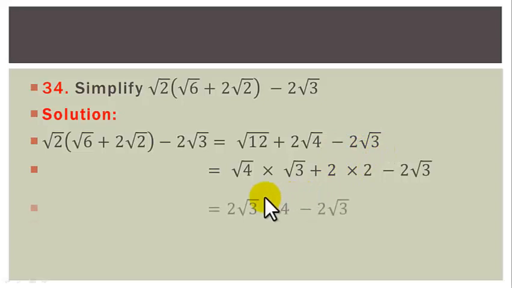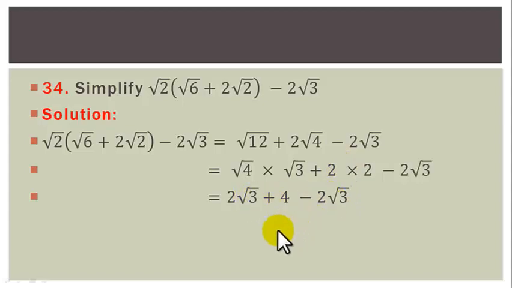This is equal to square root of 4 is 2 times root 3. That is 2 root 3 plus 2 times 2 is 4, minus 2 root 3. 2 root 3 minus 2 root 3 will cancel out, and this will give us 4.